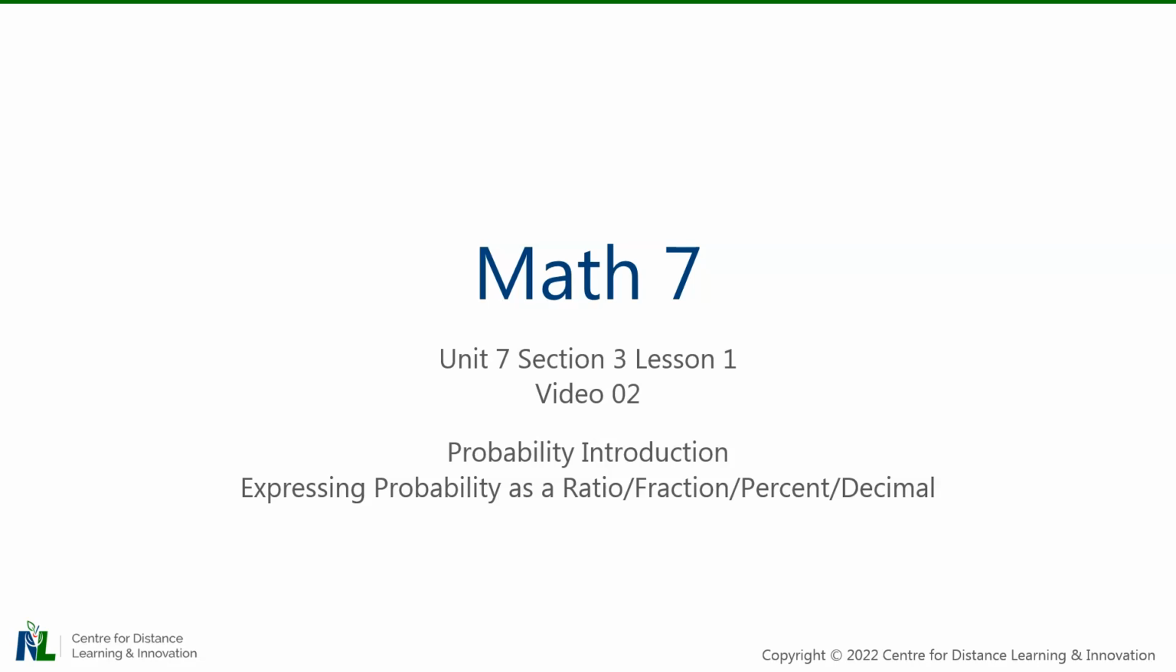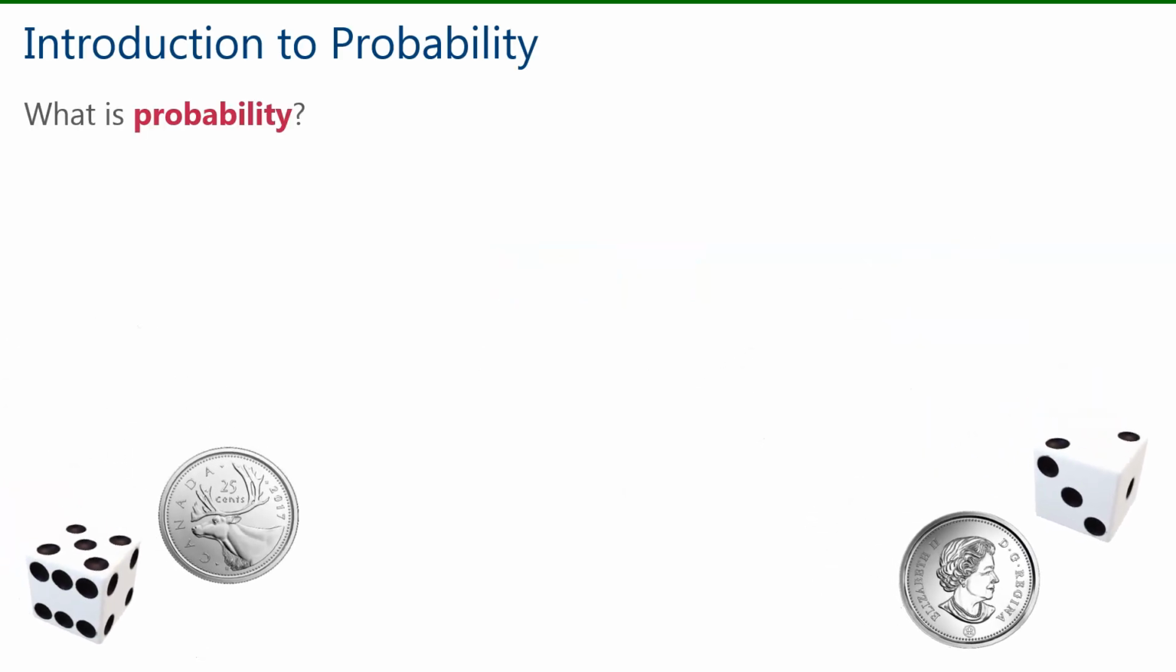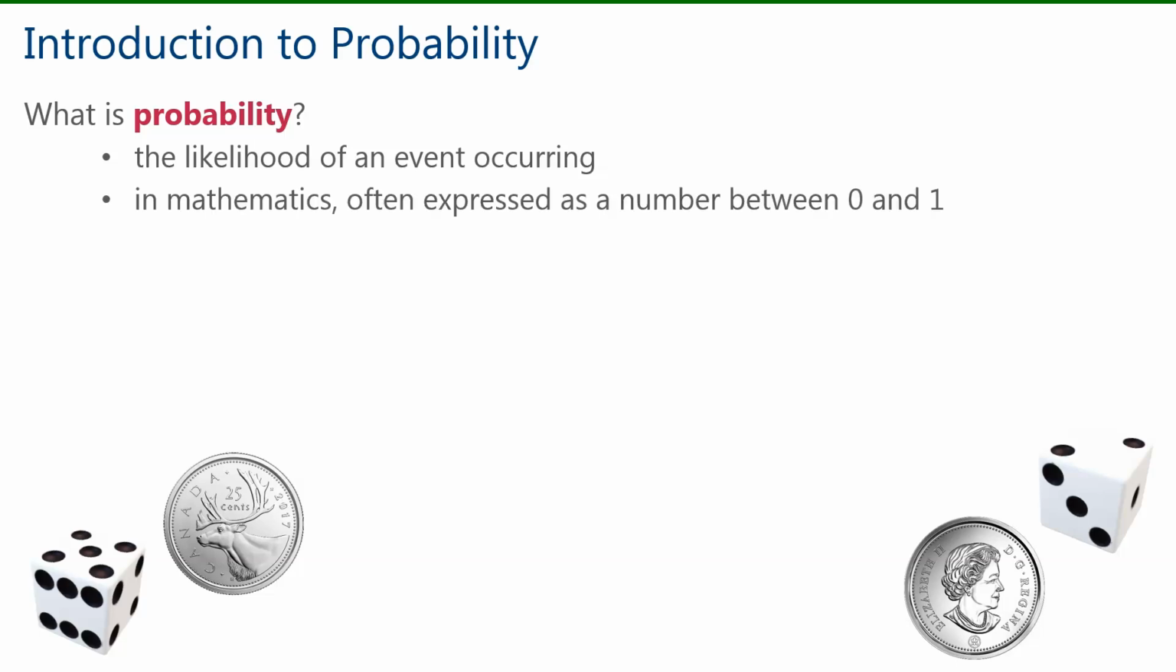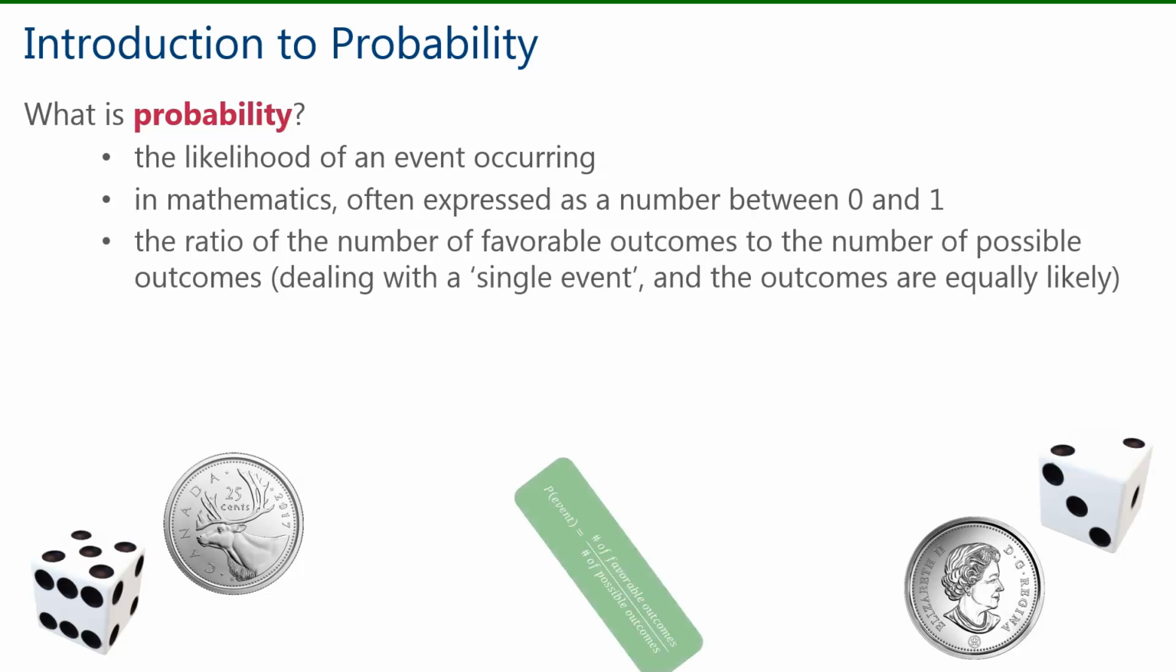Having now reviewed converting between fractions, ratios, decimals, and percents, let's dive into the amazing world of probability. What is probability? In our study, it will be the likelihood of an event occurring. In mathematics, it's often expressed as a number between 0 and 1, which is again another reason why we reviewed expressing numbers as fractions, ratios, decimals, and percents.